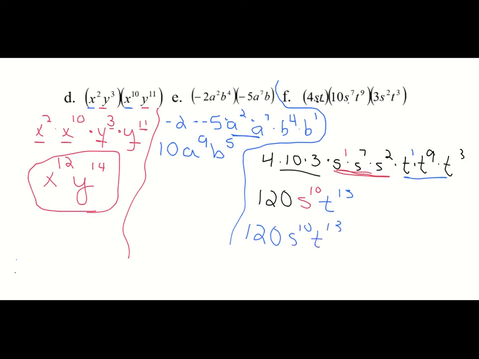So the important thing to remember with the product rule is you add your exponents, but you can only add exponents with like bases. So make sure you separate those bases and look at all the s's, all the x's, all the y's, all the t's, whatever variable it is. And then also any numbers out there, multiply those together.